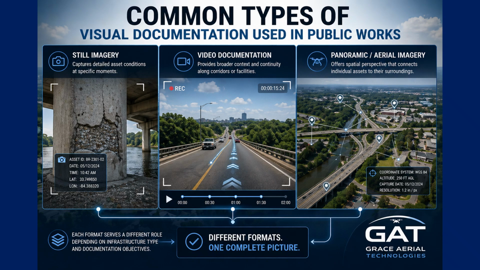Now, there are common types of visual documentation used in public works. Infrastructure visual documentation can take multiple forms. Still imagery captures asset conditions at specific moments, and videos provide broader context and continuity alongside corridors and facilities. Panoramic or aerial imagery often supports spatial perspective and connects individual assets to their surroundings. Each format serves a different role depending on the infrastructure type and documentation objectives.